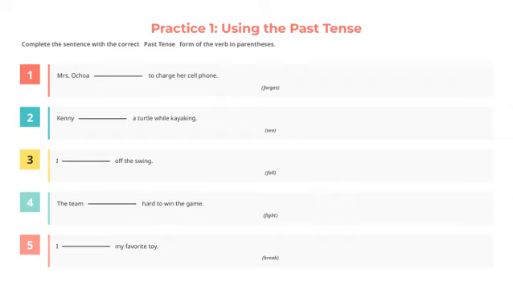The key point here is that many irregular verbs have unique past tense forms, and practicing them helps us speak more confidently about past events. Remember, mastering these forms is essential for clear communication in past tense stories or descriptions.